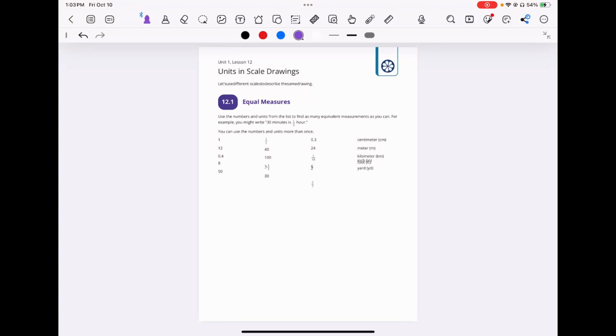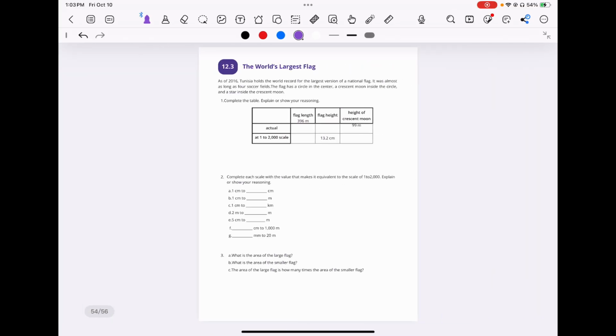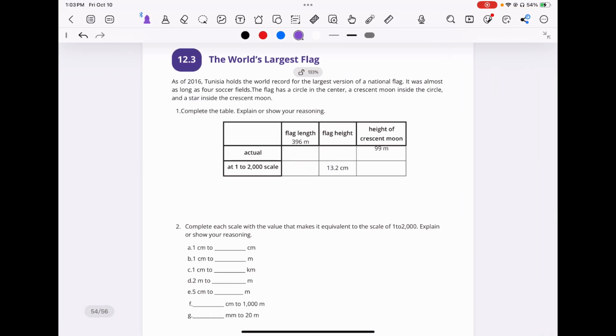This lesson is going to be on units and scale drawings. We're going to skip to activity 3, talking about the world's largest flag. As of 2016, Tunisia holds the world record for the largest version of national flag. It's almost as long as 4 soccer fields. It has a circle in the center, crescent moon inside the circle, and a star inside the crescent moon.